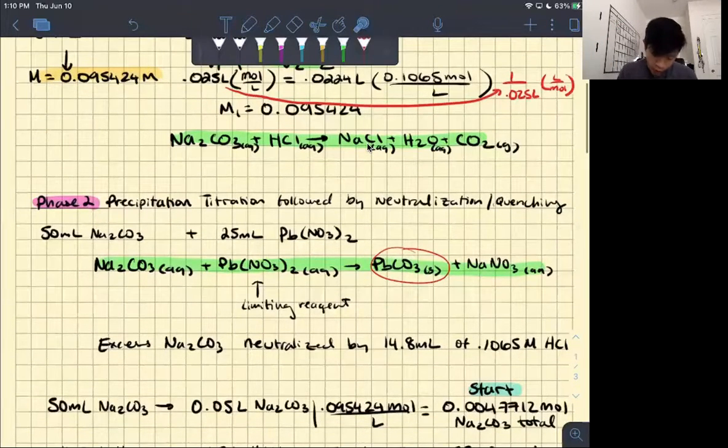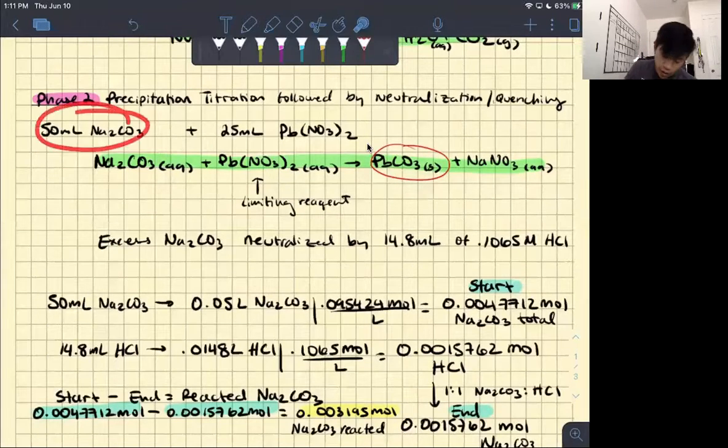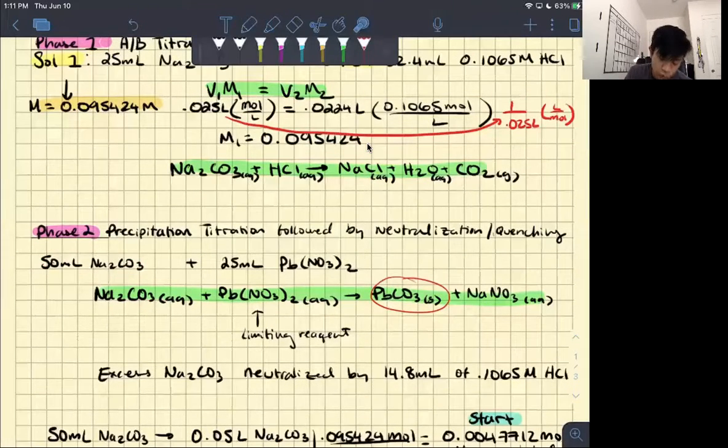Next, we have phase 2. It's a precipitation titration. So same thing, it's doing a titration, but this time instead of using an acid-base reaction, we're doing a precipitate reaction as the titration indicator. And then after that, it's followed by neutralization, also known as quenching. So they gave us the quantity of Na2CO3 which was used, and this time we know how many moles are present because we calculated the molarity of it earlier.